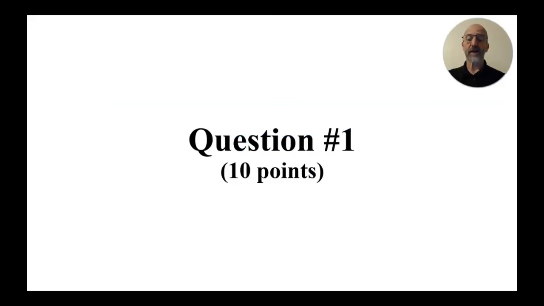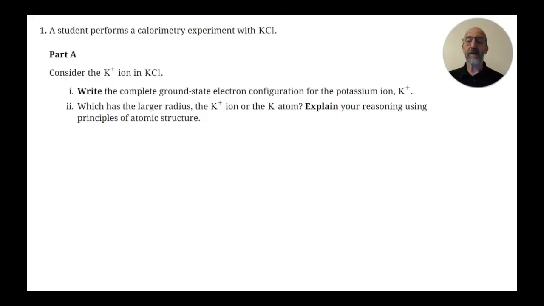Okay, let's get started. This is question 1. Question 1 is worth 10 points, and it begins as follows. A student performs a calorimetry experiment with potassium chloride. Consider the potassium ion in potassium chloride. Write the complete ground state electron configuration for the potassium ion K+.